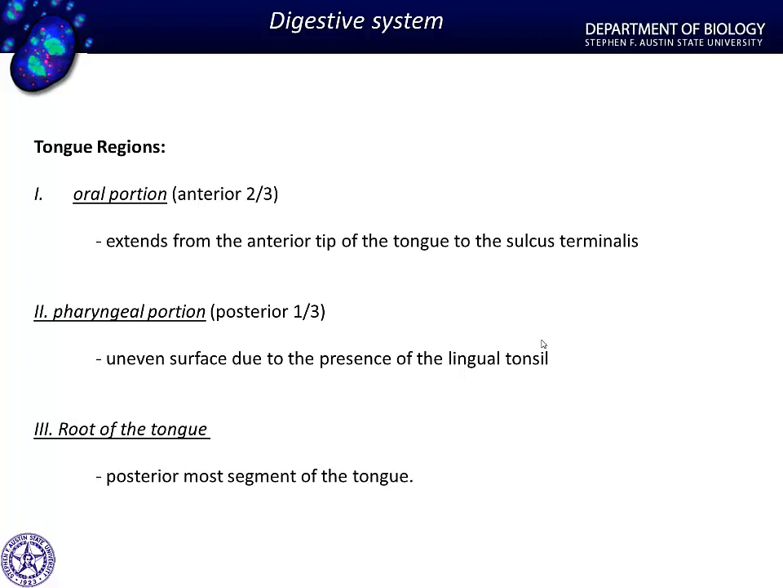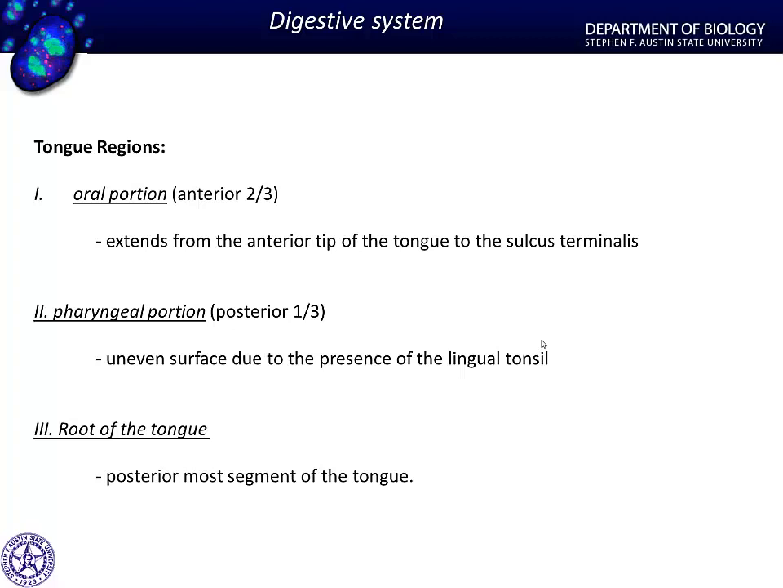Now, as we look on the surface, or the tongue as a whole, we can divide the tongue really into two major parts: the oral portion and the pharyngeal portion, or the anterior 2/3 and the posterior third of the tongue. And so the oral portion is going to extend from the sulcus terminalis, and this really is going to be a developmental term, but we'll look at this in an illustration in just a bit. But the sulcus terminalis to the tip of the tongue is the oral portion. From the sulcus terminalis back to the root of the tongue, that's going to be the pharyngeal portion.